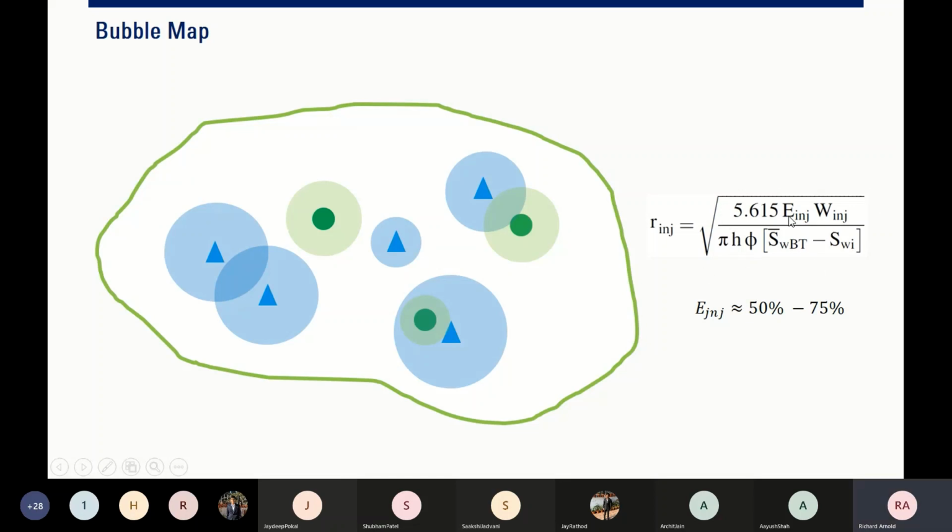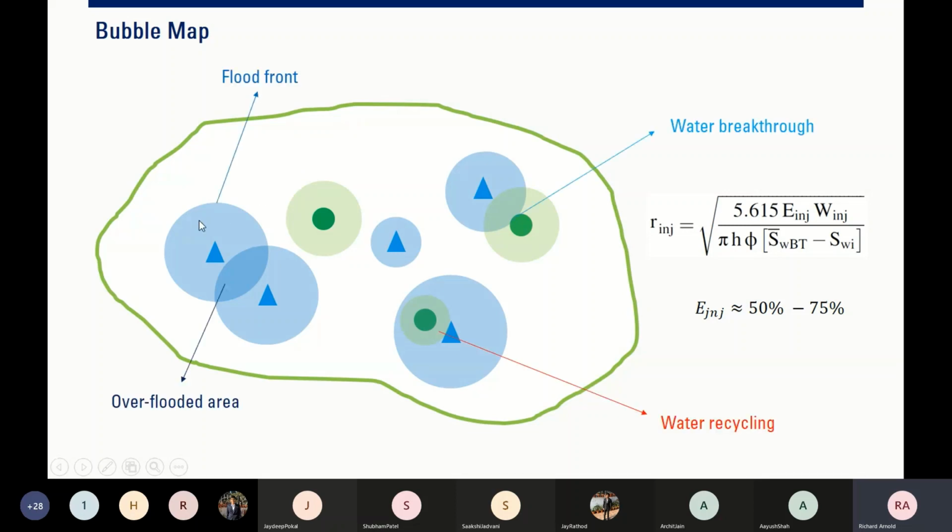Okay, it's easy actually. This one is the injection efficiency, around 50% to 70%, to allow some losses. All right, and this is the cumulative injection, thickness, porosity, average water saturation at breakthrough, and initial water saturation. You can estimate it and you can construct your bubble map easily. Okay, so it is really useful. It tells us a lot of information like this one.